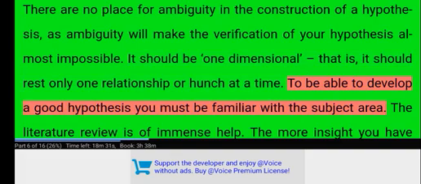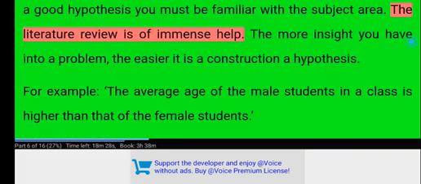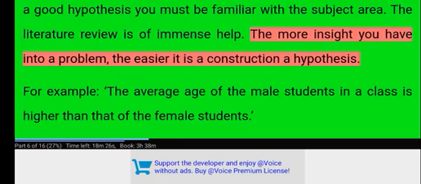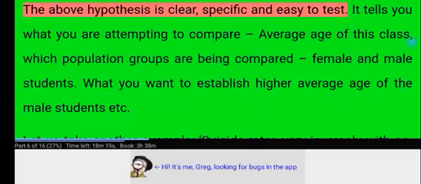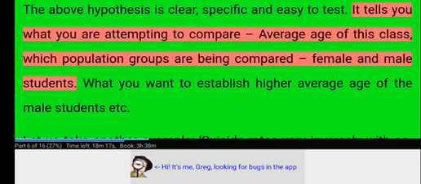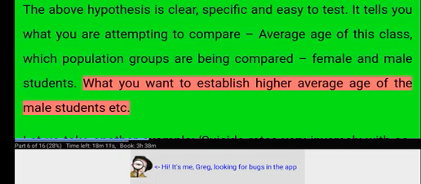To be able to develop a good hypothesis, you must be familiar with the subject area. The literature review is of immense help. The more insight you have into a problem, the easier it is to construct a hypothesis. For example, the average age of the male students in a class is higher than that of the female students. The above hypothesis is clear, specific and easy to test. It tells you what you are attempting to compare: average age of this class, which population groups are being compared, female and male students. What you want to establish: higher average age of the male students, etc.